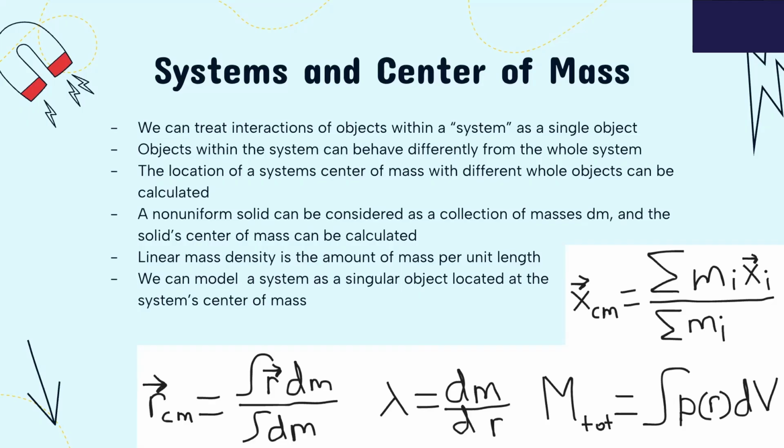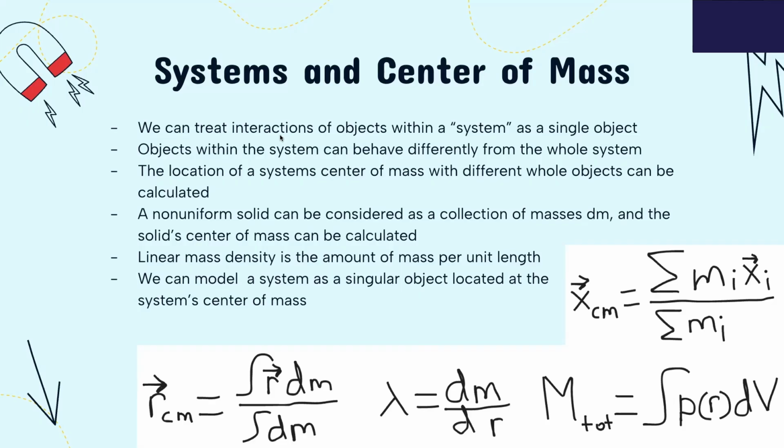For whole objects in a system, the center of mass is the sum of each object's position times its mass, added all up, and divided by the total amount of mass. And the center of mass of the system can be found using this integral I wrote here: the integral of r dm over the integral of dm.